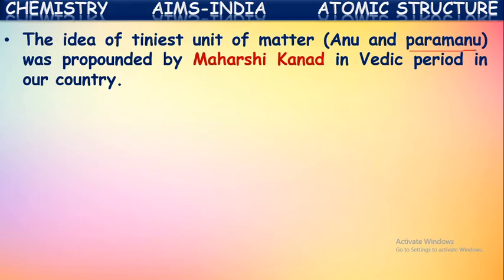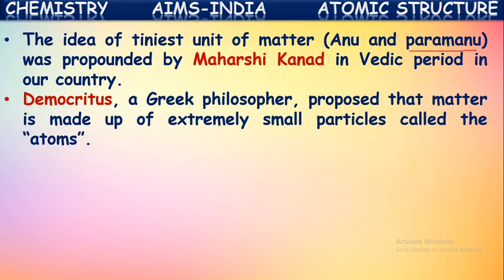Okay, the same was given later by Democritus around 400 BC. He told in 400 BC, a Greek philosopher Democritus proposed that matter is made up of extremely small particles called atoms. The word atom means indivisible. So the tiniest particles of every matter which are indivisible are called atoms. This term atom was proposed by Democritus.